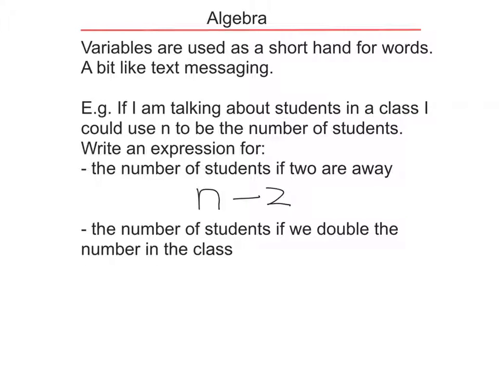Now, this expression's a very simple one, but it's really powerful in a way too, because it's saying that it doesn't matter how many kids are in the class, how many students. If I take away 2, I'll get the answer of how many are there when there's 2 away.